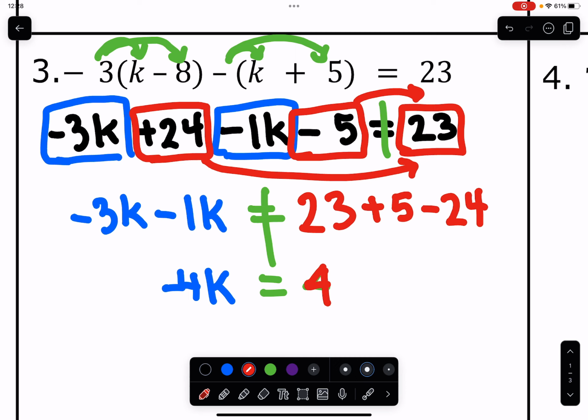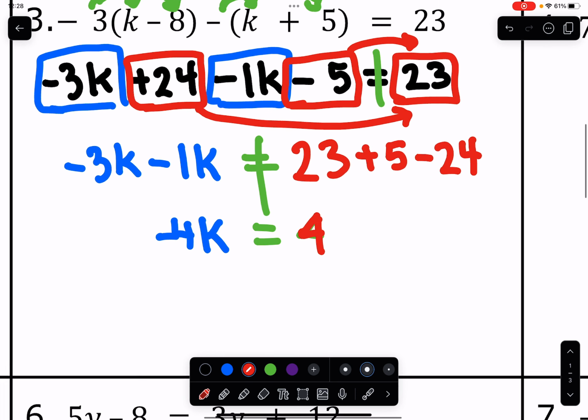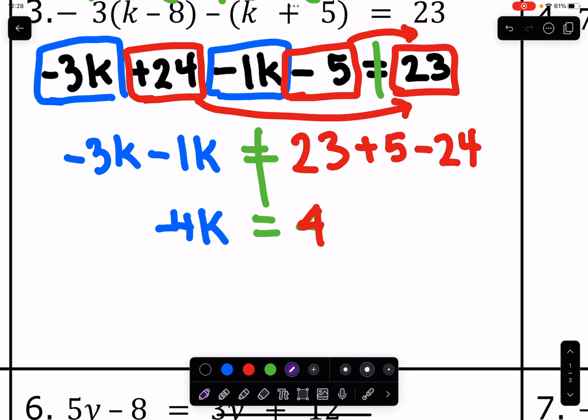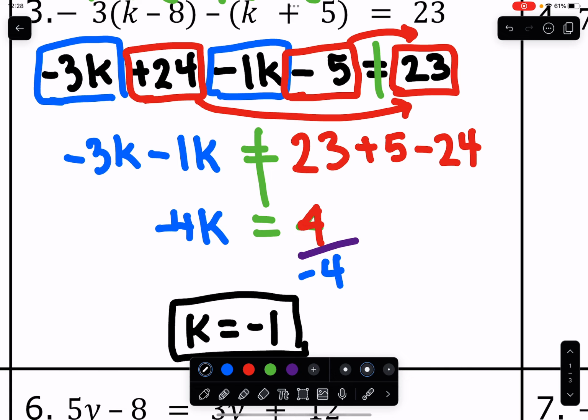And now we can divide. So this 4 gets divided by the negative 4, the variable in front of the k, and we get our solution. So k equals negative 1. And there's your answer. Very good. Moving along.